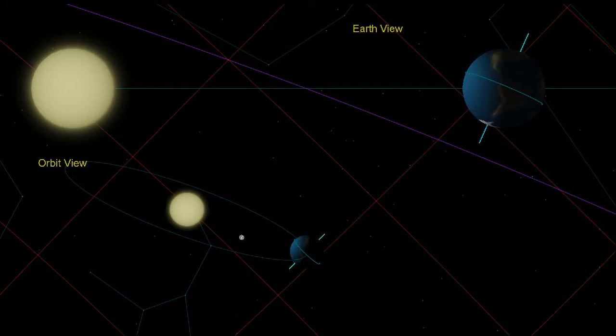And then we'll have a look at how the sun and the stars appear to move across the sky from different locations on the surface of the Earth, and how this is related to the seasons.